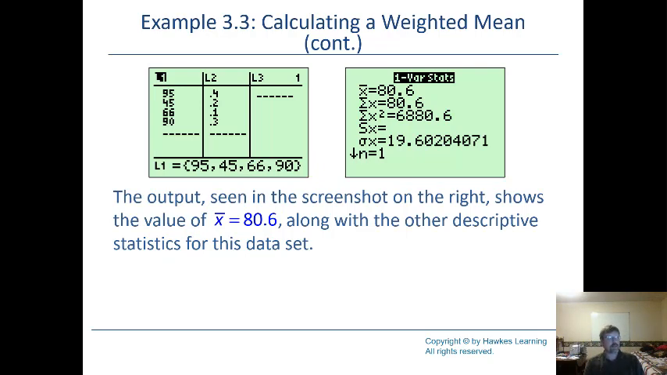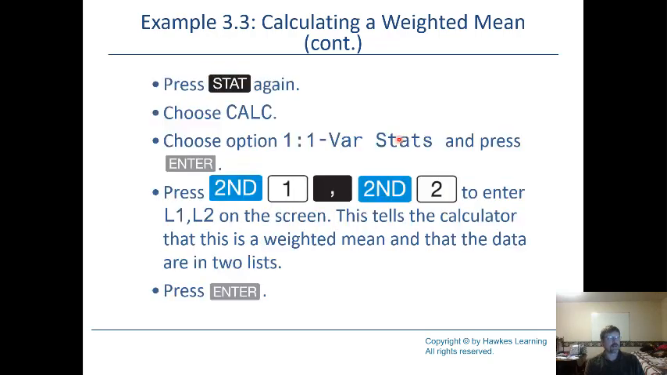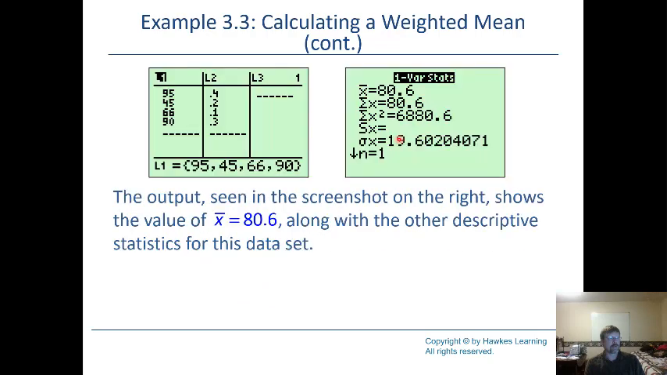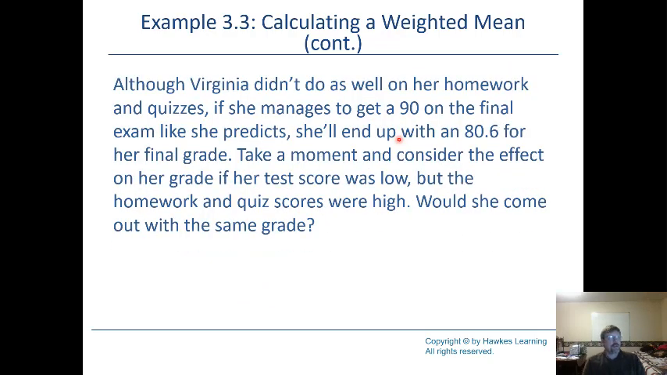The output then gives us the weighted average. So if she's predicting she gets a 90% on the final, she'll end up with an 80.6 on her final grade. So let's see what would happen if that inverted, if she did poorly on the test but really well on everything going up to it.